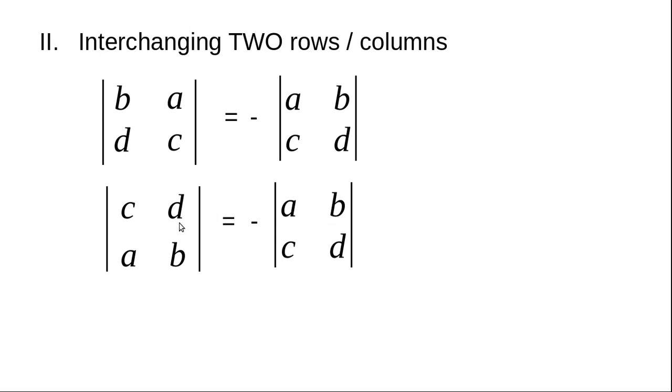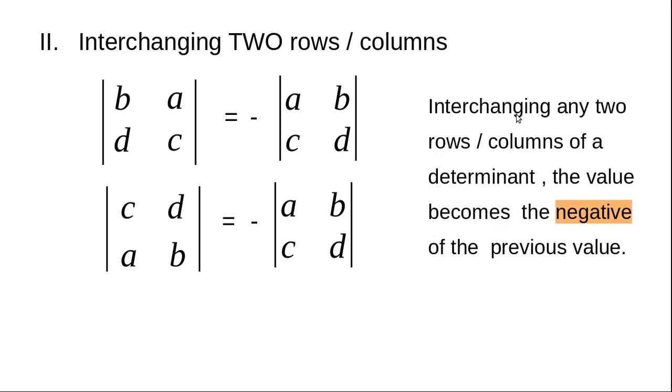So in both cases, if we interchange two columns or two rows, the value becomes the negative of the original value of the determinant. So we conclude that interchanging any two rows or columns of a determinant, the value becomes the negative of the previous value, that means the original value, only a negative sign comes.